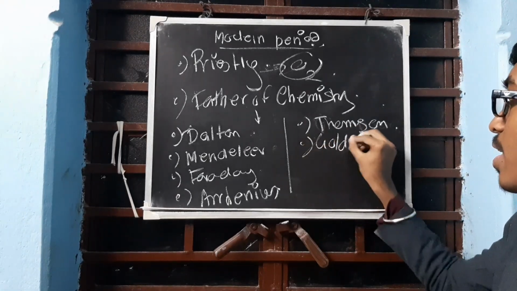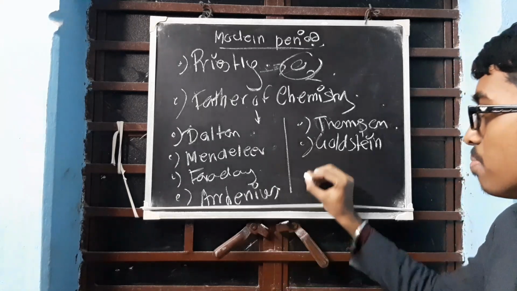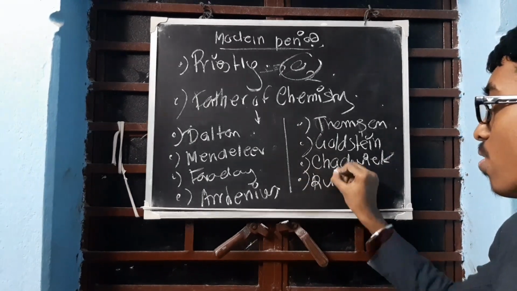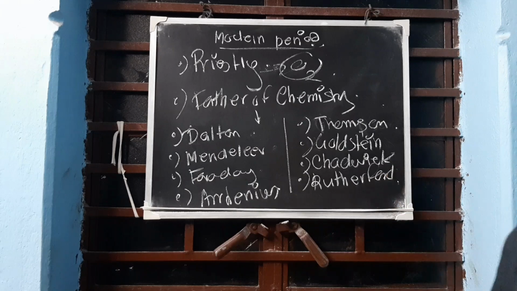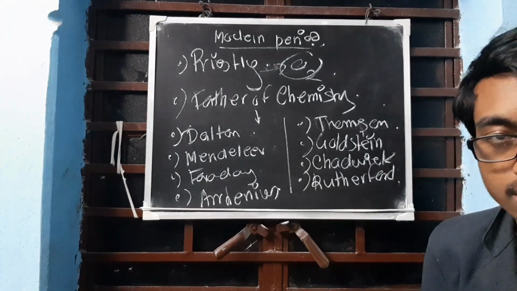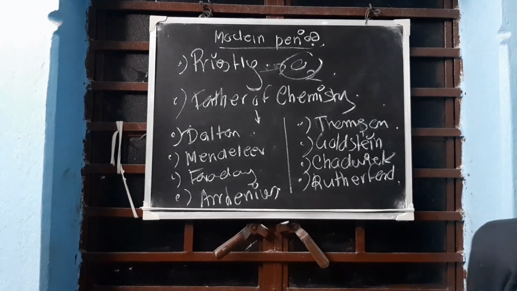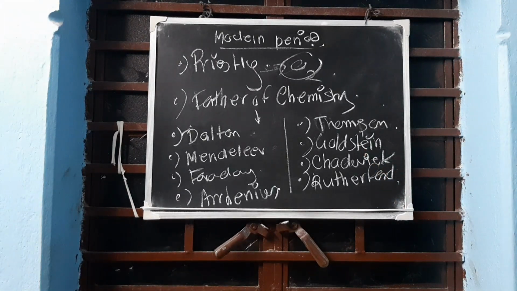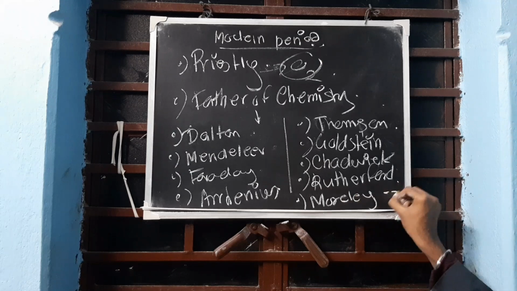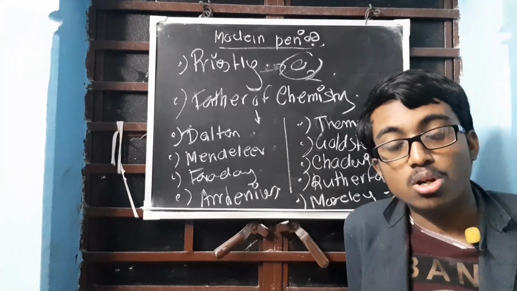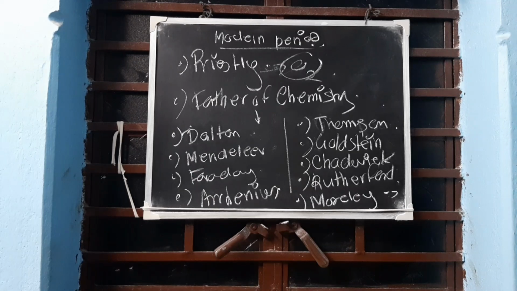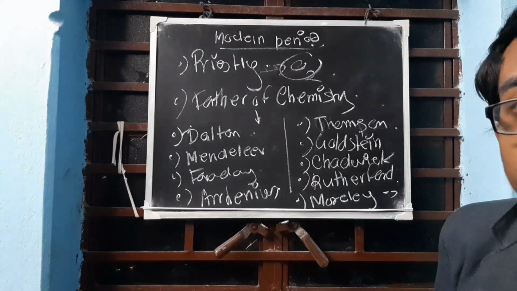Then comes Goldstein. Goldstein found out the proton. Then comes Chadwick. He found out the neutron. Then comes Rutherford. He also had a great hand in finding out the radioactive rays, and in chemistry it's the nucleus. But do not ignore him in the radioactive rays that you are reading in physics, Becquerel rays. Then the last one, Henry Moseley. He gave the modern periodic law. Atomic number is the fundamental property, right? So the advent of atomic number was done by Henry Moseley. All these come under the modern period of chemistry.